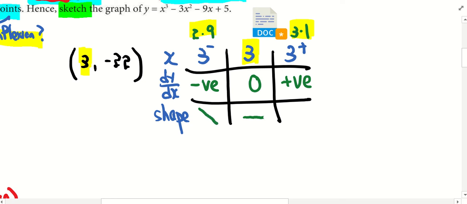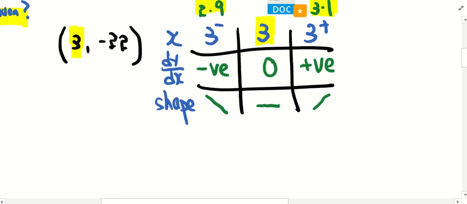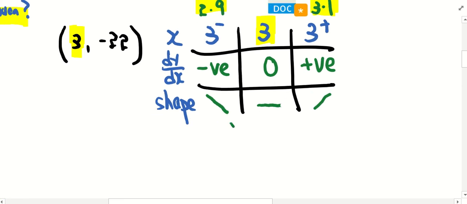When it's positive, is it going up or down? Up. Can you see when I join from the left side to right side? Can you see it's like that? So after I join the shape, right? Hey, it's clear cut. This must be a minimum point.